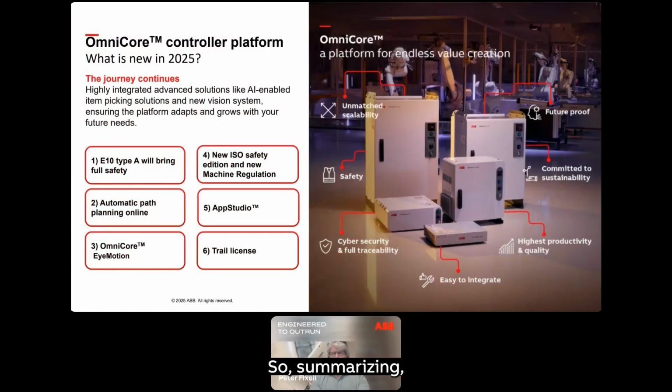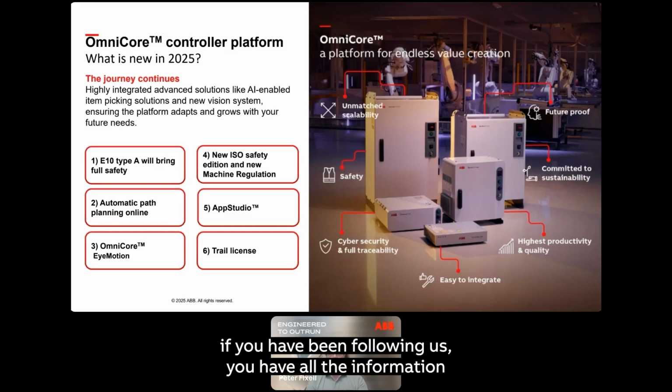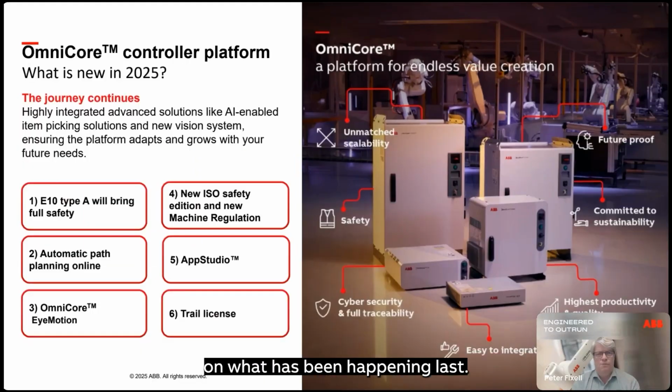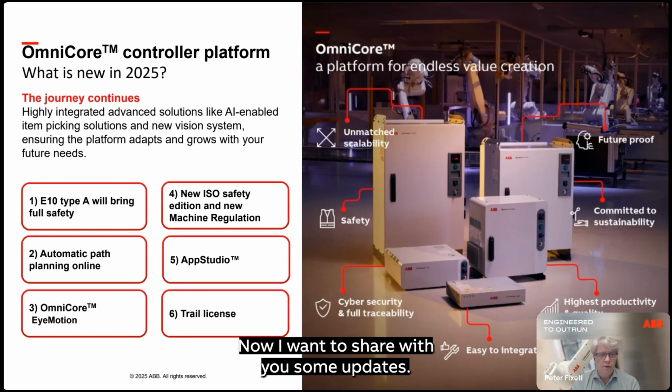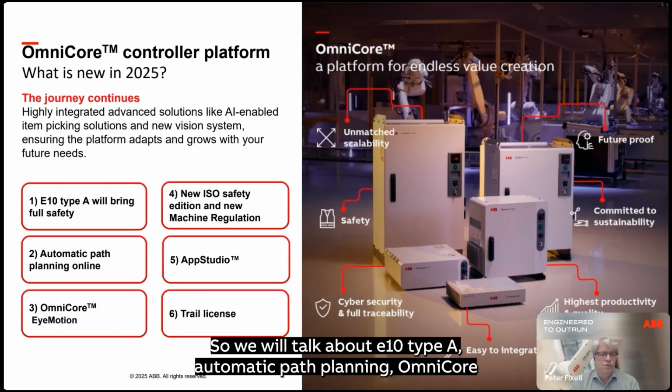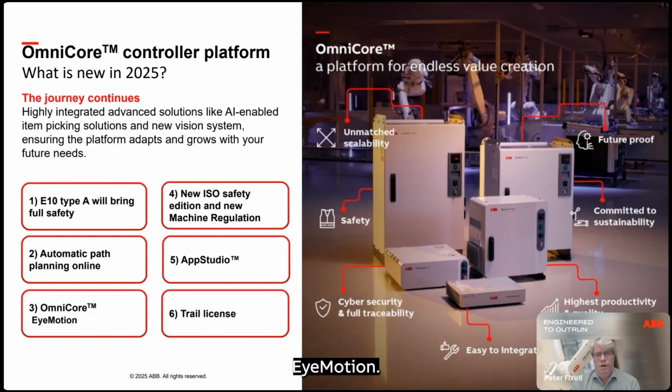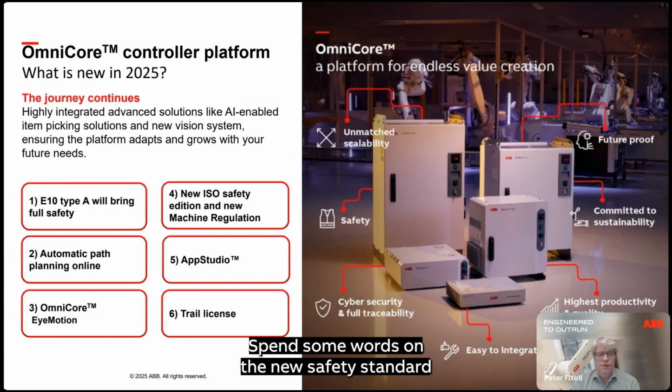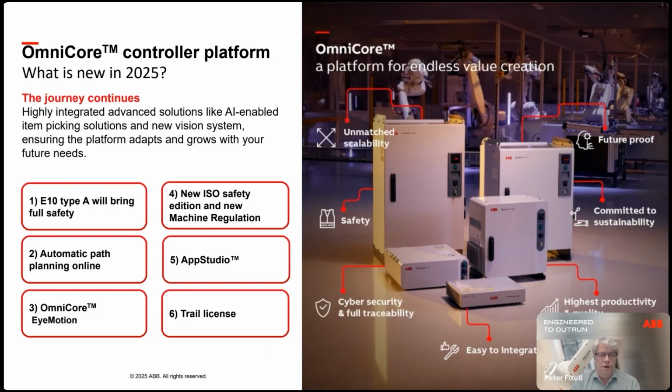So, summarizing, and if you have been following us, you have all the information on what has been happening last. And now I want to share with you some updates. So we will talk about E10 Type A, automatic path planning, OmniCore iMotion, spend some words on the new safety standard and the machine regulation that will come, talk about App Studio and trial licenses.